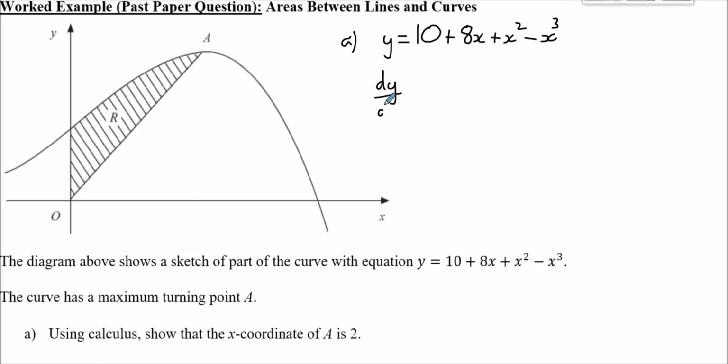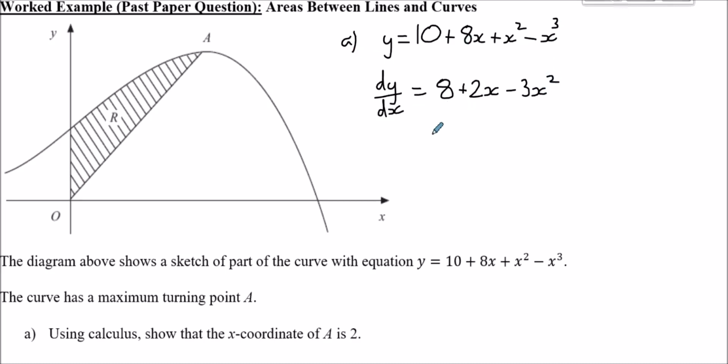We can find the gradient function by differentiating each term individually. The 10 vanishes, 8x differentiates to 8, x squared differentiates to 2x. Remember the general pattern, do you? The power comes to the front, we knock 1 off the power. So if 2 comes to the front, x squared becomes x to the power 1. Here, 3 comes to the front, and the power drops from 3 to 2. So that's the derivative function.